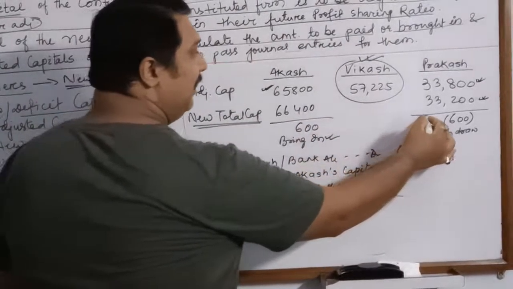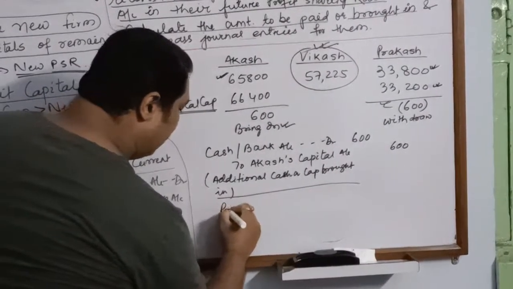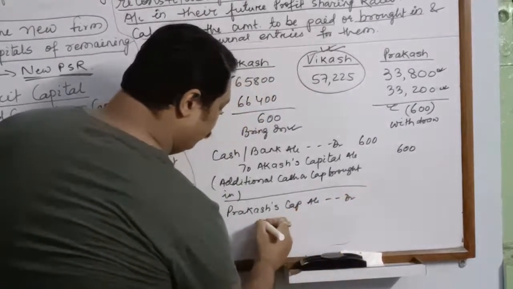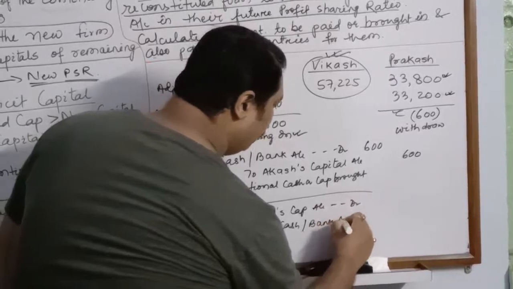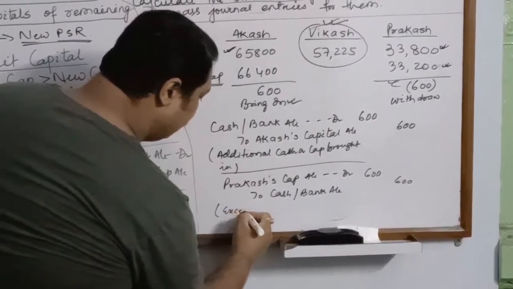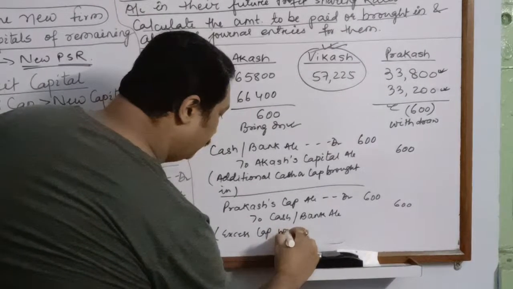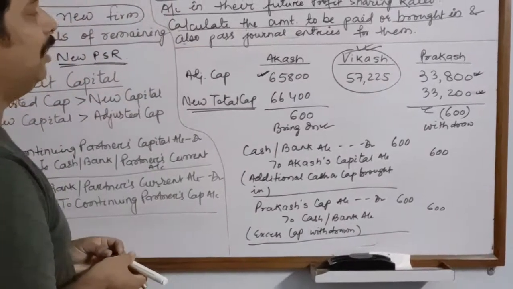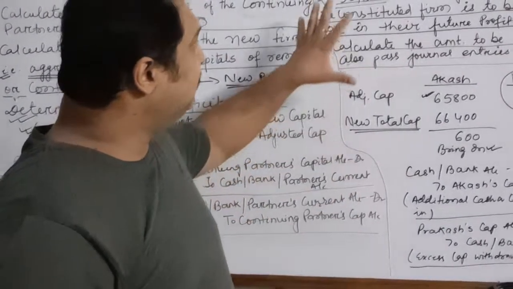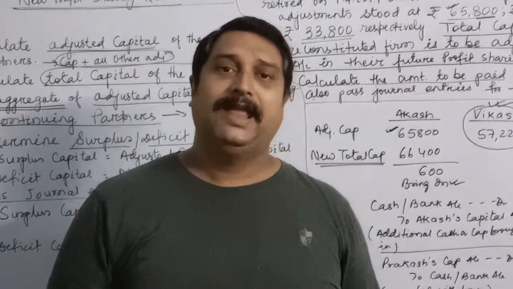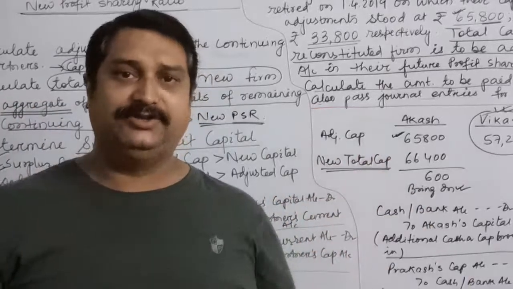And the second partner has to take away. So you will pass the entry Prakash's capital account debit to cash or bank account. You will write the narration over here, excess capital withdrawn. So this is how we solve a question where there is a small question and we have to adjust the capital. Now we'll take a full-fledged sum and then we'll try to solve the sum with all the adjustments.